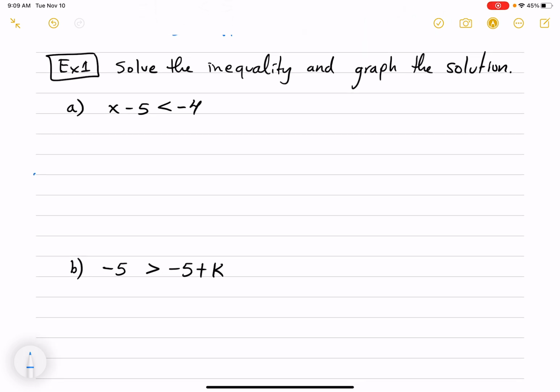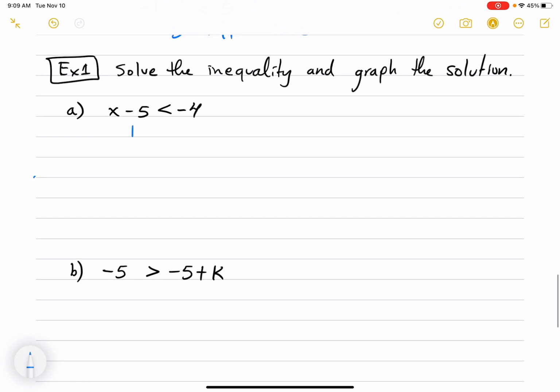So if I have a statement here, x minus 5 is less than -4, we could go ahead and solve for x, or leave that x by itself, by adding 5 to both sides, which again, the addition property of inequality allows us to do. And so that tells us that x on the left side is less than 1. And so x is less than 1. Any number less than 1 will satisfy this inequality.